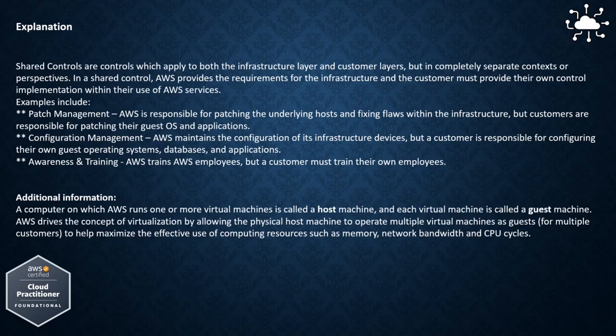Additional information. A computer on which AWS runs one or more virtual machines is called a host machine, and each virtual machine is called a guest machine. AWS drives the concept of virtualization by allowing the physical host machine to operate multiple virtual machines as guests, for multiple customers, to help maximize the effective use of computing resources such as memory, network bandwidth, and CPU cycles.